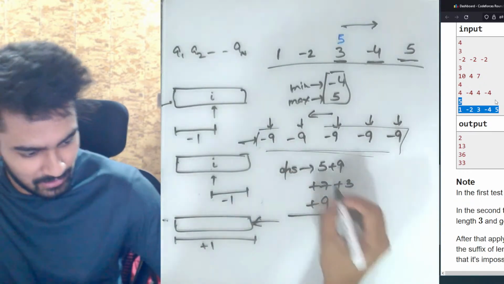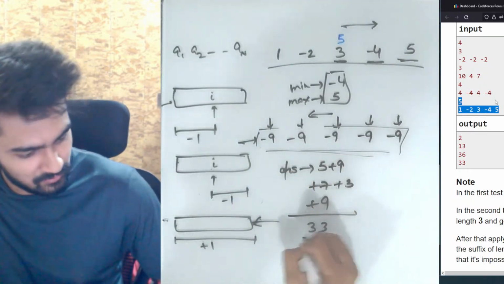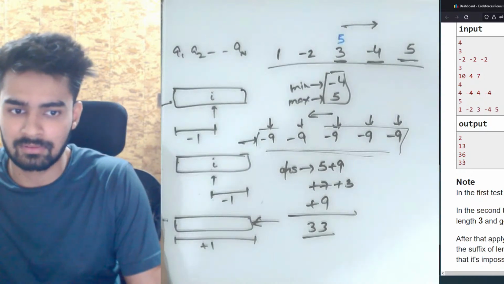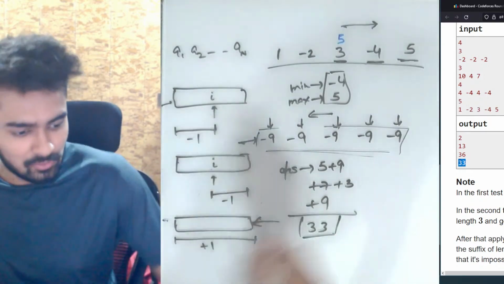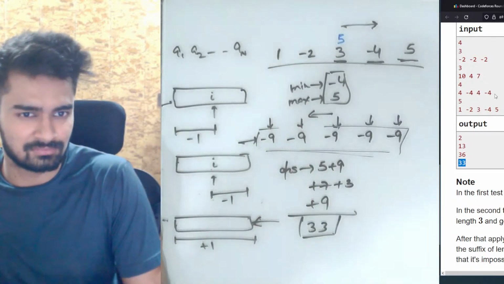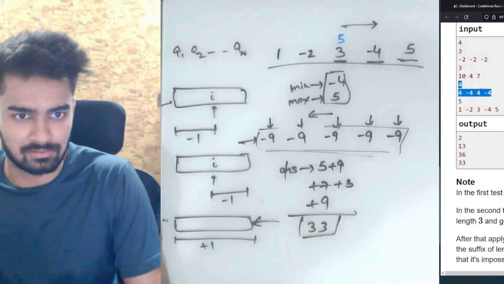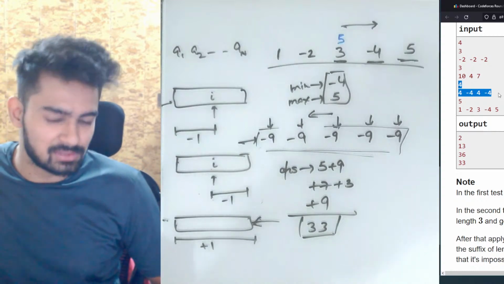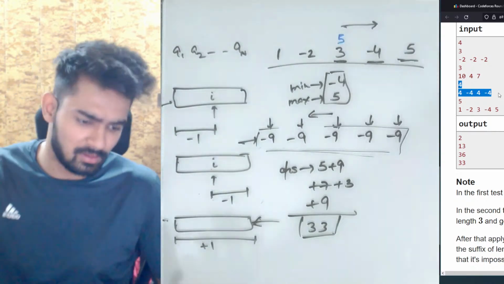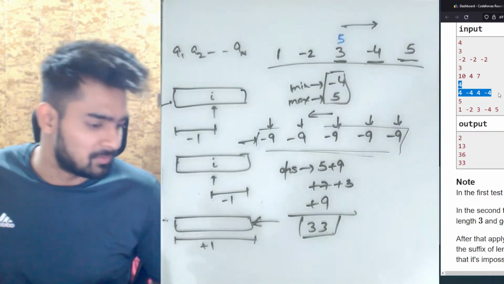Okay, and if you see the sum of this is actually 33, which is the answer. Okay, that is how you have to do problem C. I'll do the same logic for the third test case as well. How do we prove this algo is right for C? Okay, how do I prove that?